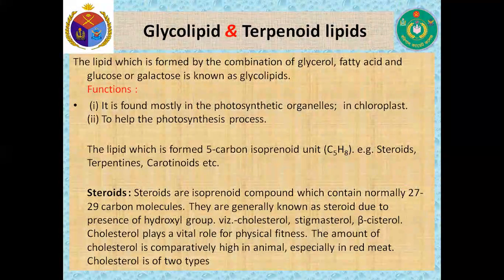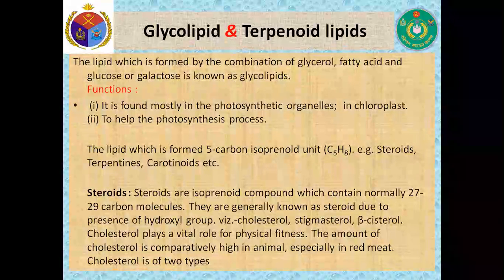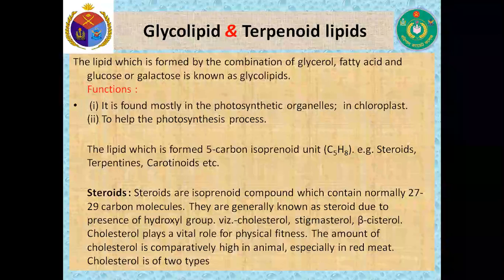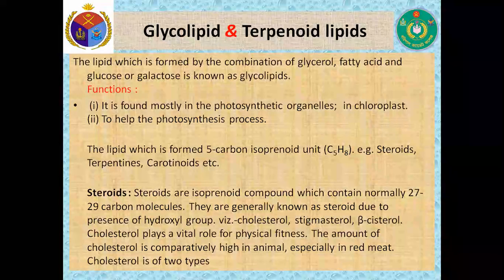Now, glycolipid and terpenoid lipid. The lipid which is formed by the combination of glycerol, fatty acid, and glucose or galactose is known as glycolipid. Function: it is found mostly in photosynthetic organisms in the chloroplast. Secondly, it helps the photosynthesis process.